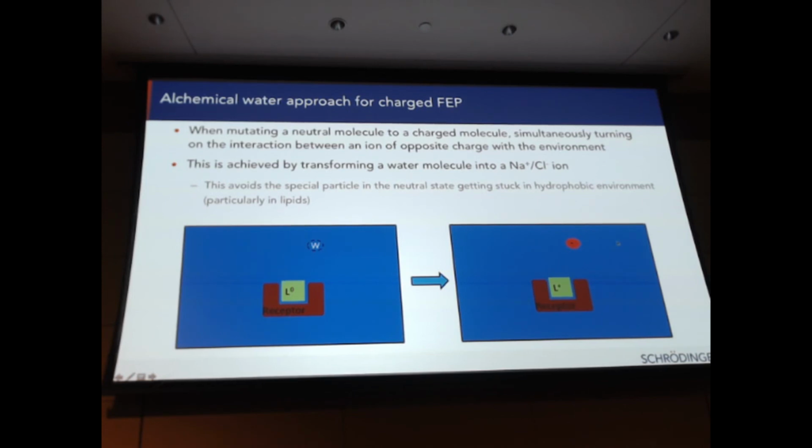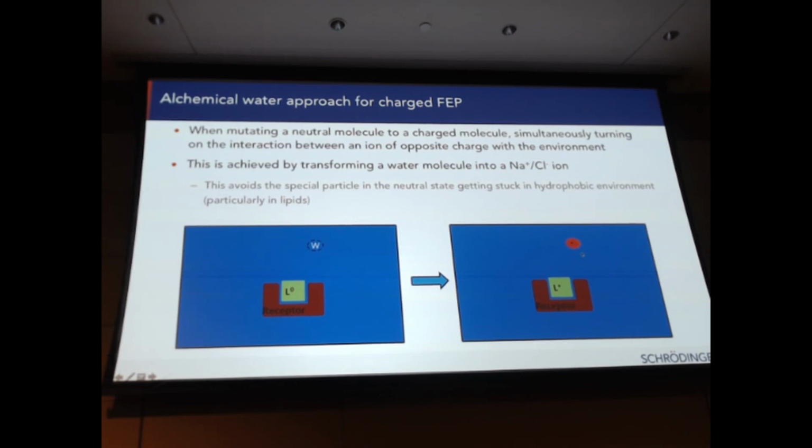In other words, when mutating a neutral molecule into a charged molecule, we simultaneously turn on the interactions between an ion of opposite charge with the environment. In this way, the net charge of the two physical endpoints is 0, and the artifact is largely removed. And in practice, this is achieved by changing a water molecule into a sodium or chloride ion.